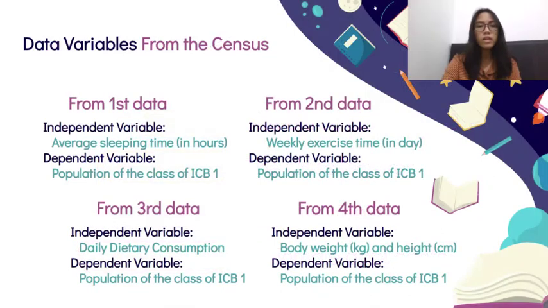And then next, the data variables that we get from the census. The first one is the independent variable being the average sleeping time in hours. The second one is the weekly exercise time in days. The third is the daily dietary consumption. And the last one is the body weight in kilograms and height in centimeters, with all the data having the population of the class of ICB B01 and the lecturer.